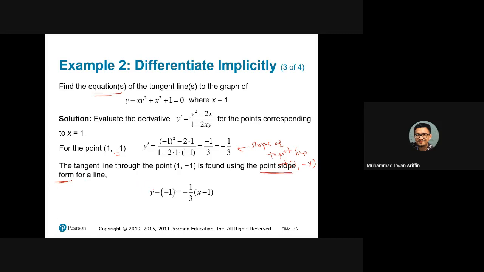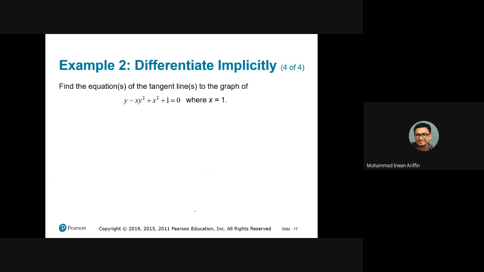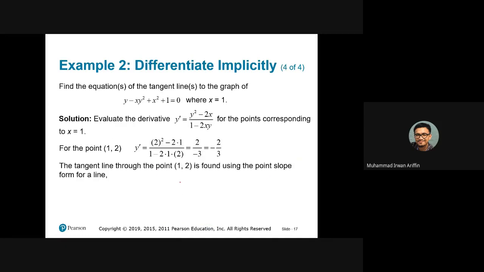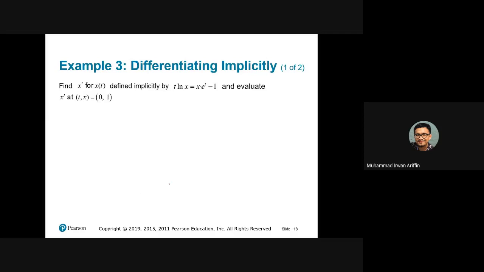So we have y minus y1, where our y1 here is -1, and then we put the slope -1/3 times x minus 1. Rearrange, and this is the equation for the first tangent line. And repeat the same process for the second point, (1, 2). This is the equation for the other tangent line at x equals 1.